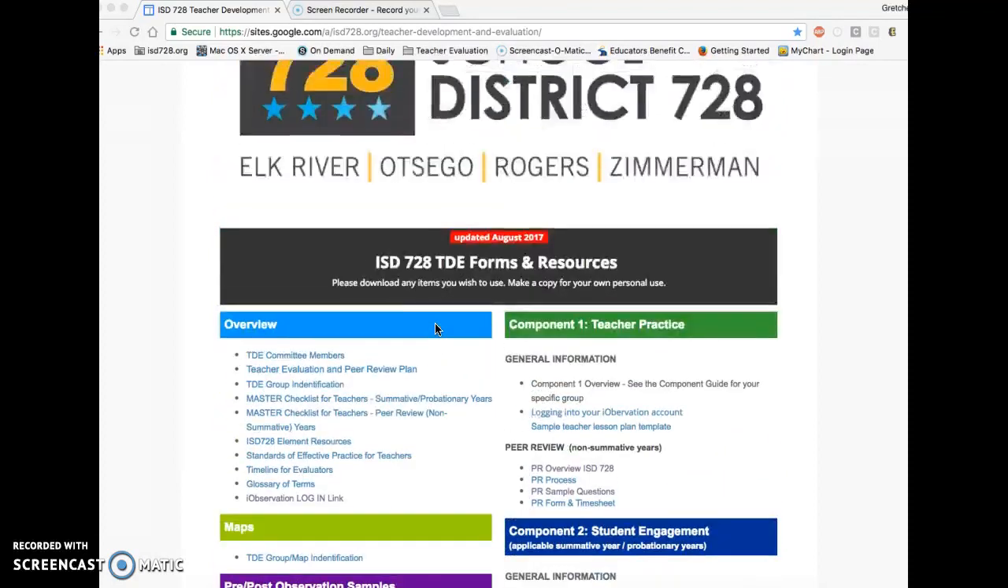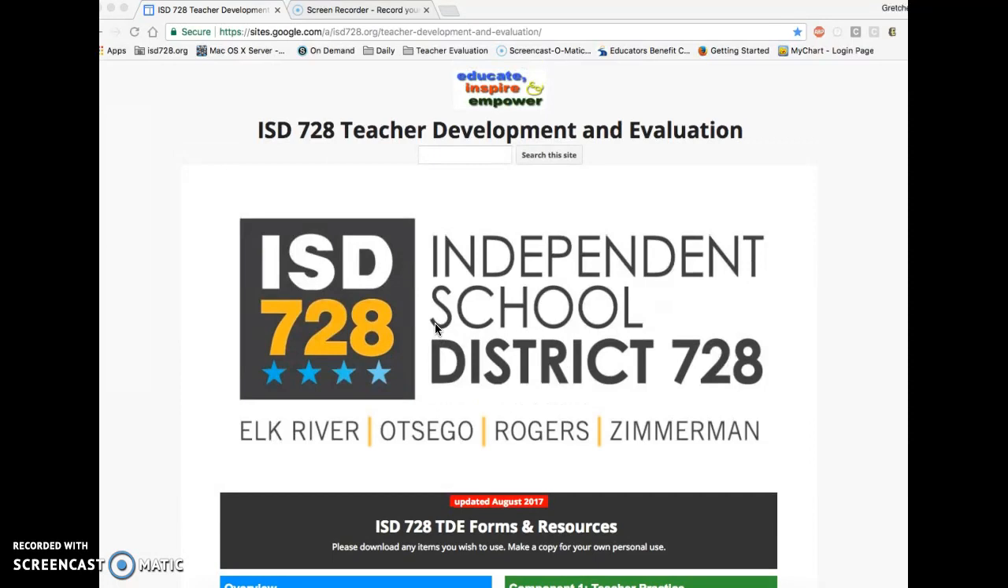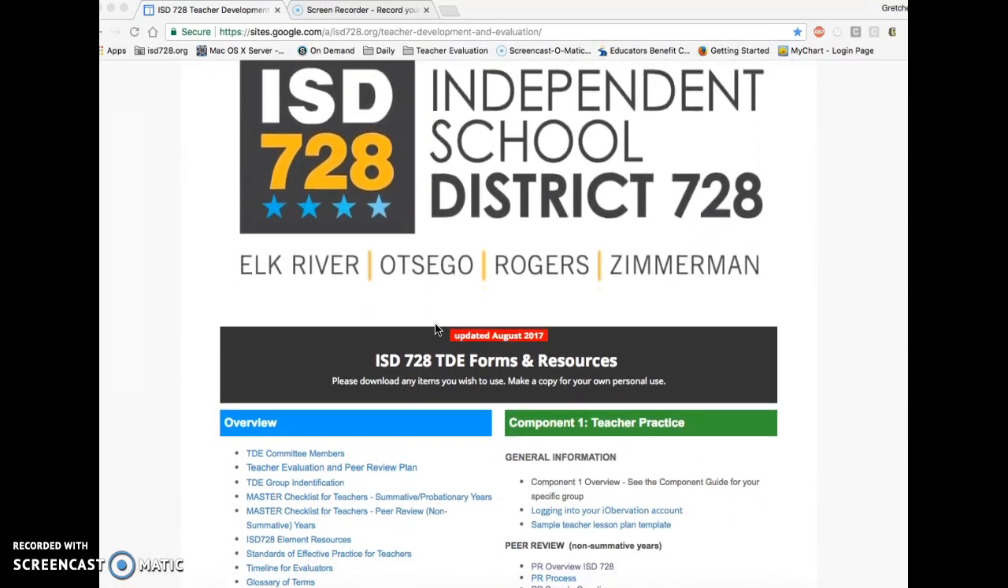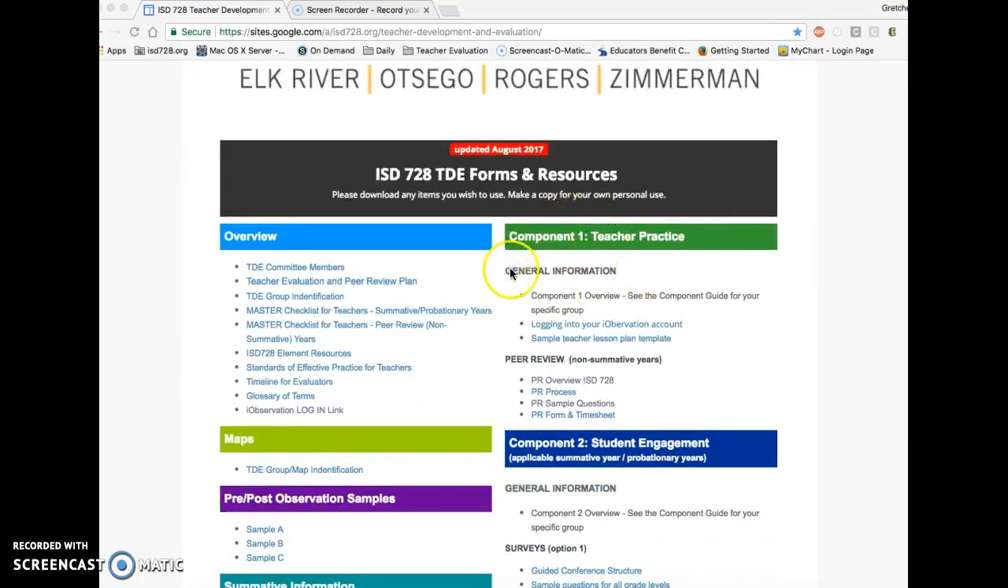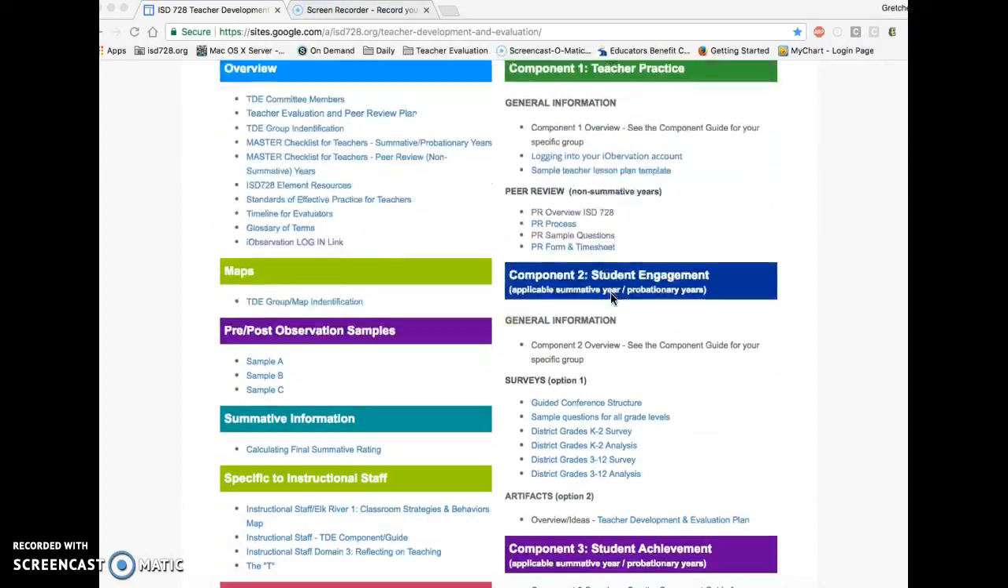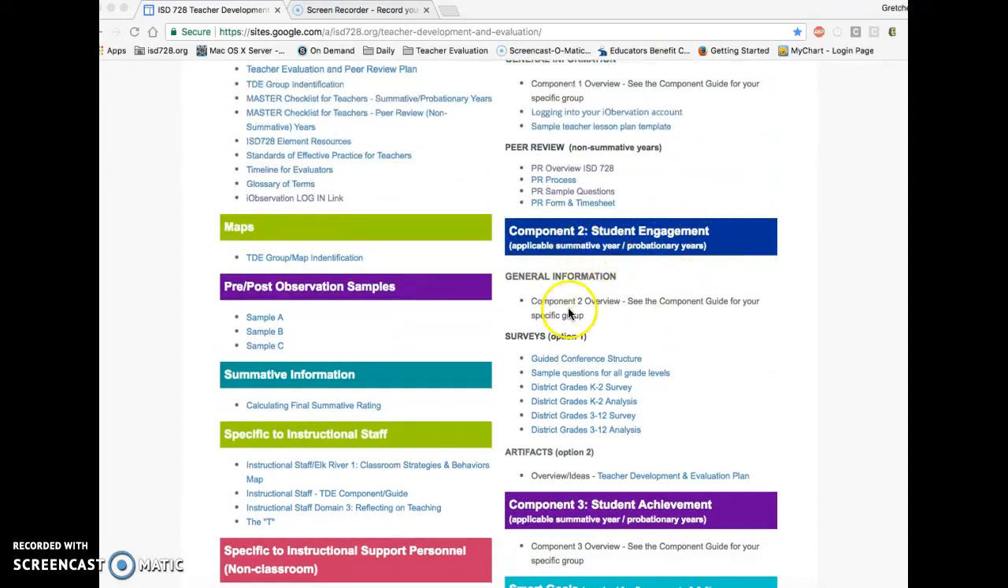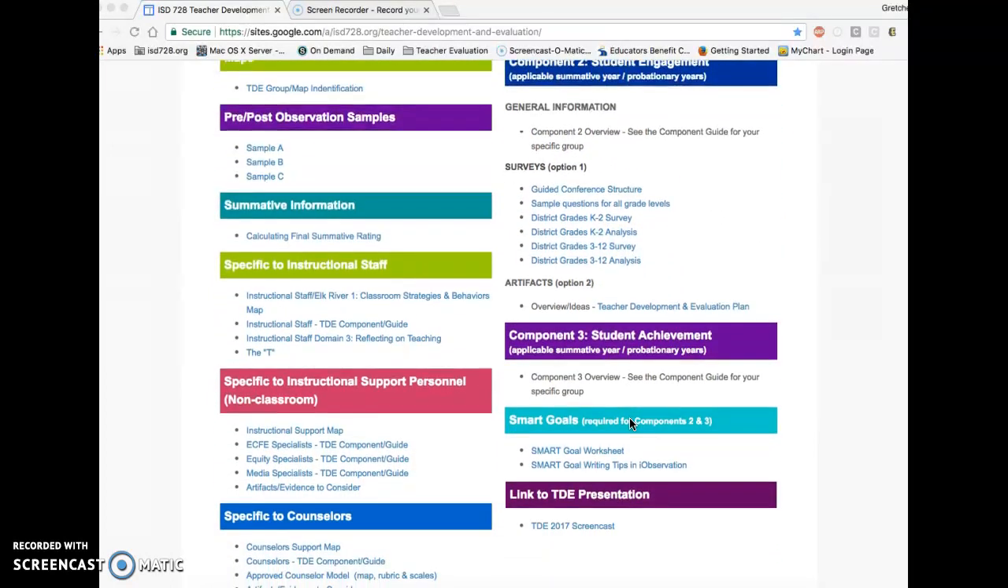So the first place that I would send you is the Teacher Development and Evaluation site. Component 1 is right here, the teacher practice. Component 2 is right here, student engagement. There's lots of different surveys and analysis forms to help you. Here's some overview and ideas. And component 3 right here is for student achievement.